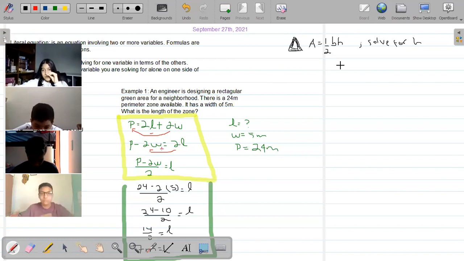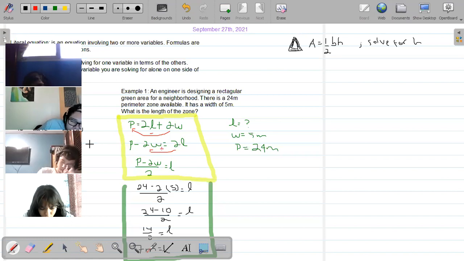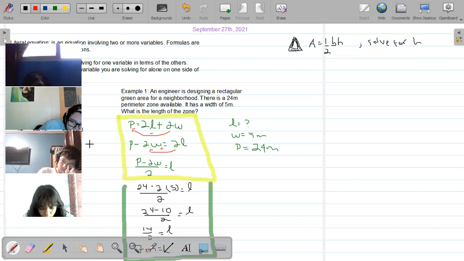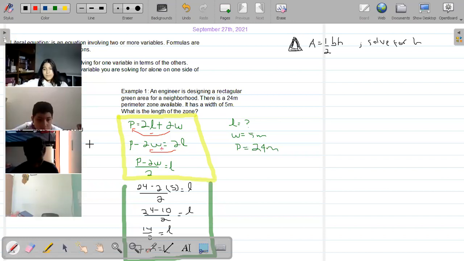So what's the first thing that I need to do? The first thing is to leave the variable that I'm going to solve for completely alone. So it is H. That's the one that I need to leave completely alone. Everything else needs to go with an inverse operation to the other side. So 1/2, remember, is a fraction that is multiplying. It's supposed to go to the other side. How?